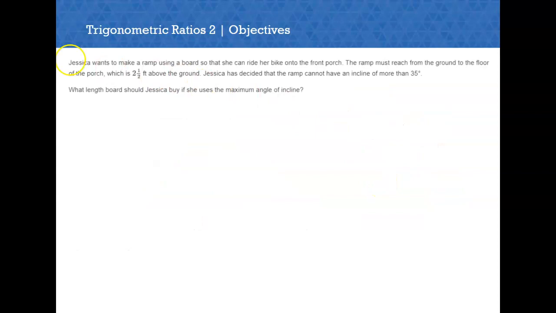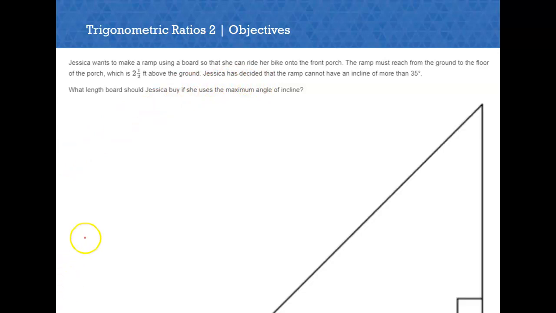Let's look at another one. Jessica wants to make a ramp using a board so that she can ride her bike onto the front porch. The ramp must reach from the ground to the floor of the porch, which is 2.5 feet above the ground. Jessica has decided that the ramp cannot have an incline of more than 35 degrees. What length board should Jessica buy if she uses the maximum angle of incline?